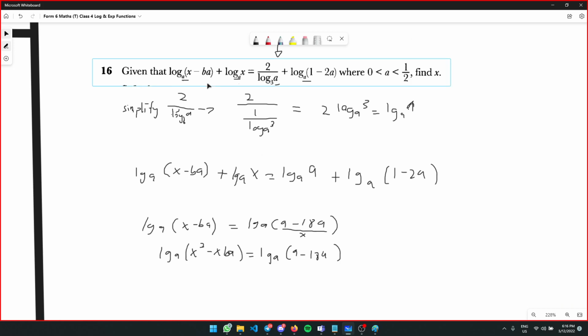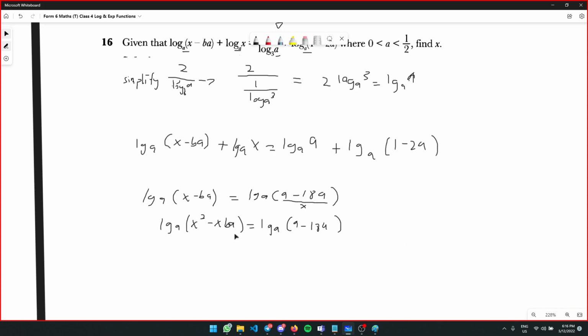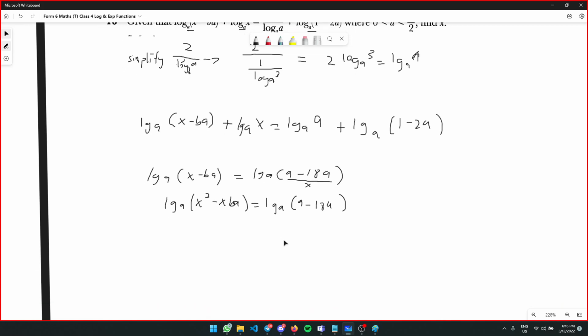So now we can compare. Yep, we can compare also. So then we have two things. Then we can say x squared equals 9, and x b equals 18. So if x squared equals 9, then we can say x equals plus minus 3.